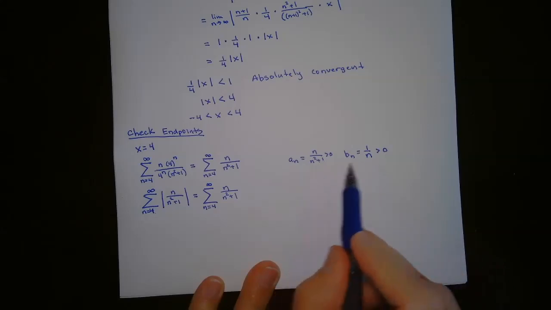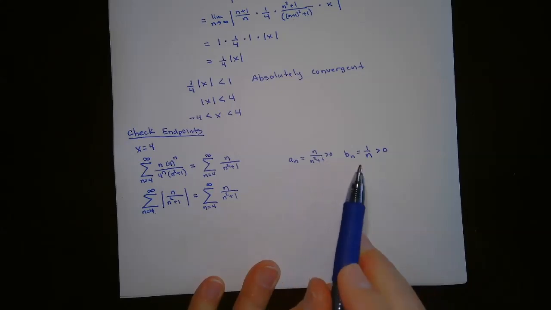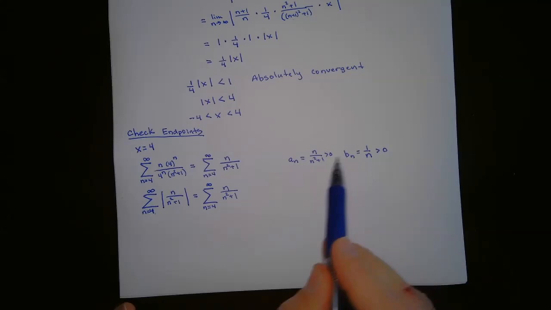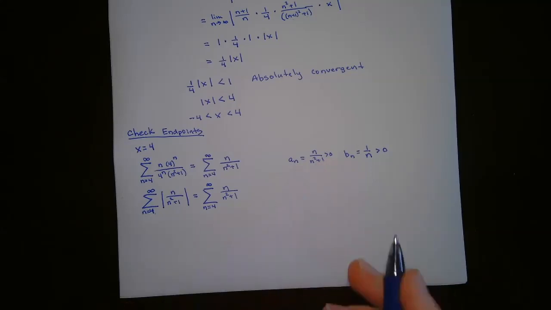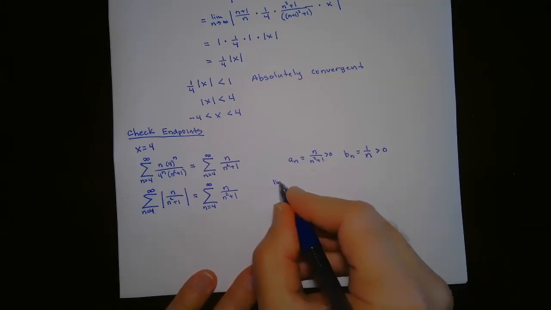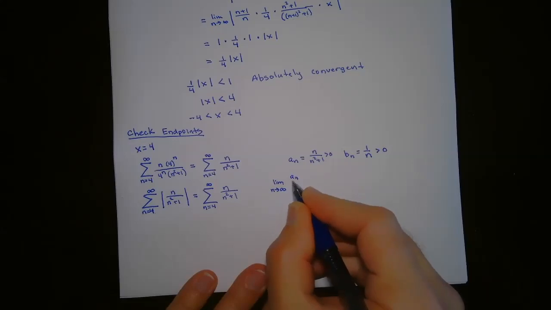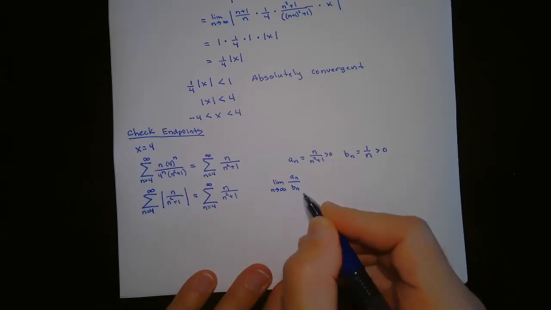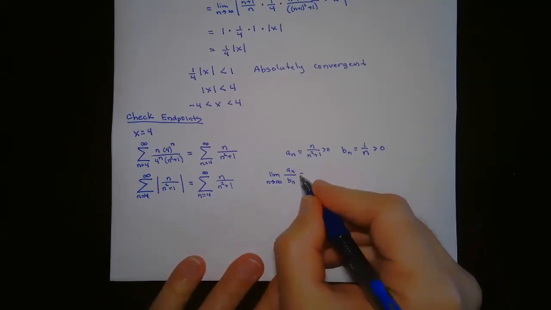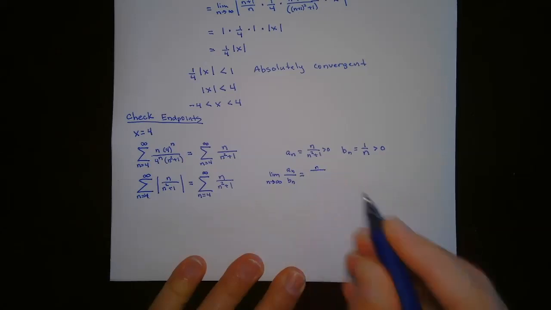If I take the limit as n approaches infinity of a sub n over b sub n, and we get a positive value out of this, then whatever this one's doing, this one will do the same thing. All right, so here we go. Let's take the limit as n goes to infinity of a sub n over b sub n. So this is equivalent to n over, oh, I forgot the limit.